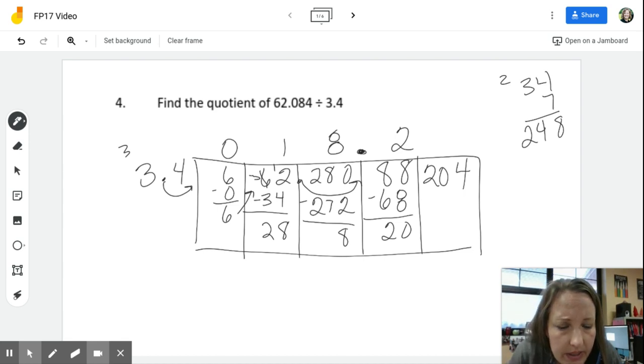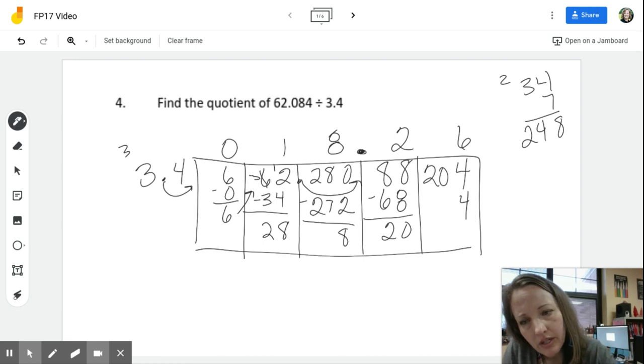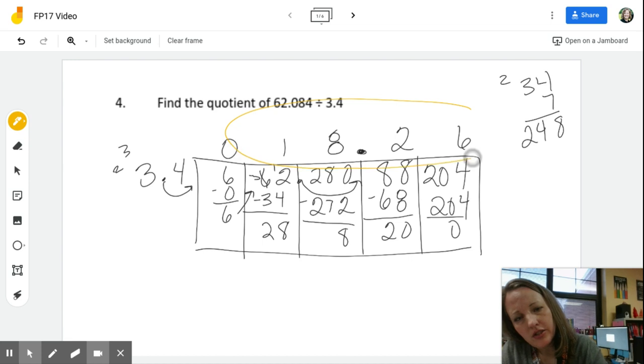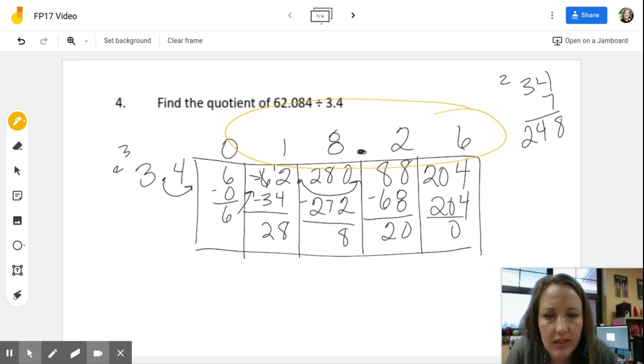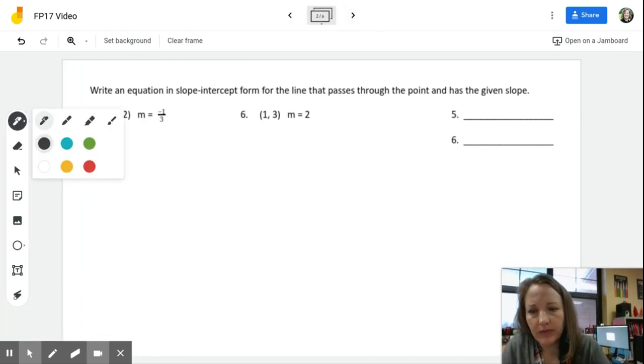Now, we know 7 is too big because 34 times 7 was 248. So let's try 6. 6 times 4 is 24. 6 times 3 is 18 plus 2 is 20. Okay? So it works out nice. So my quotient is just 18 and 26 hundredths. I don't really need this 0 here, do I? So 18 and 26 hundredths. So let's go to the next one.